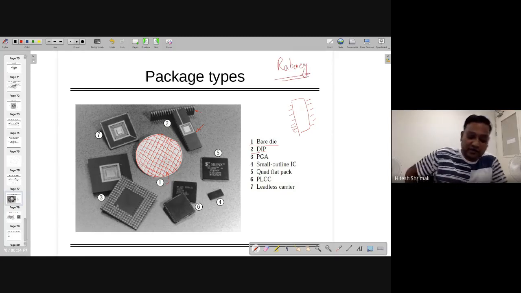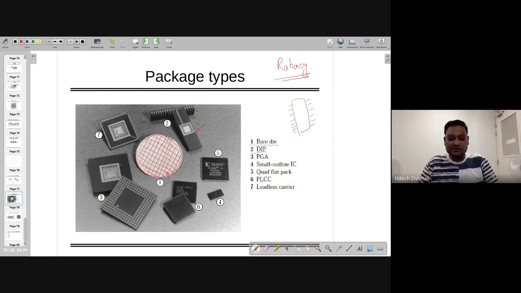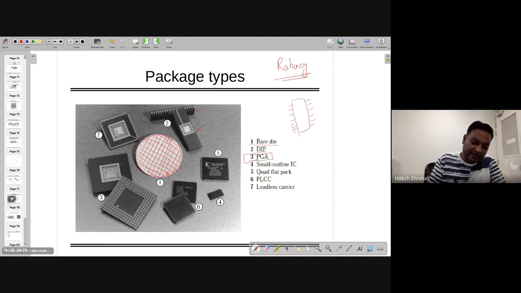Okay. And the title of the book is the same as our course title, Digital MOS LSI Circuits. So that's one we can use. Third one is the PGA, Programmable Gate Array. You must have seen FPGA. Before FPGA, there was something called PGA, CPLD; all these ICs were there.